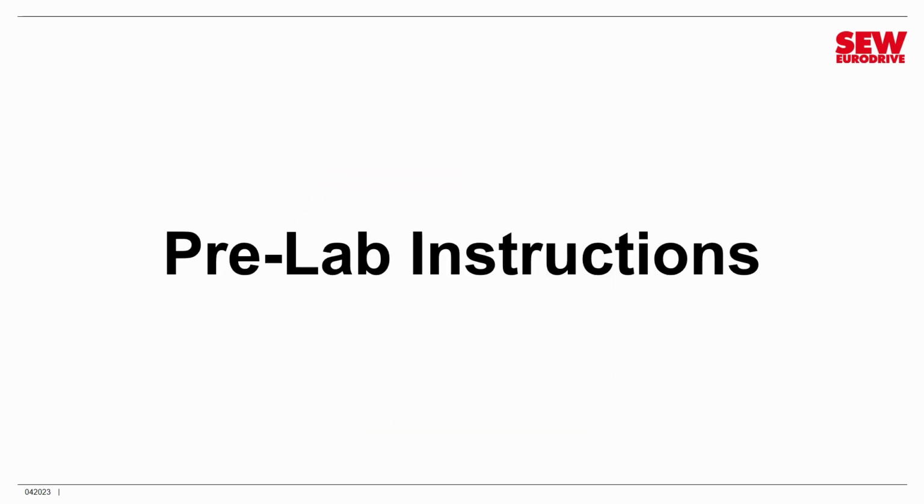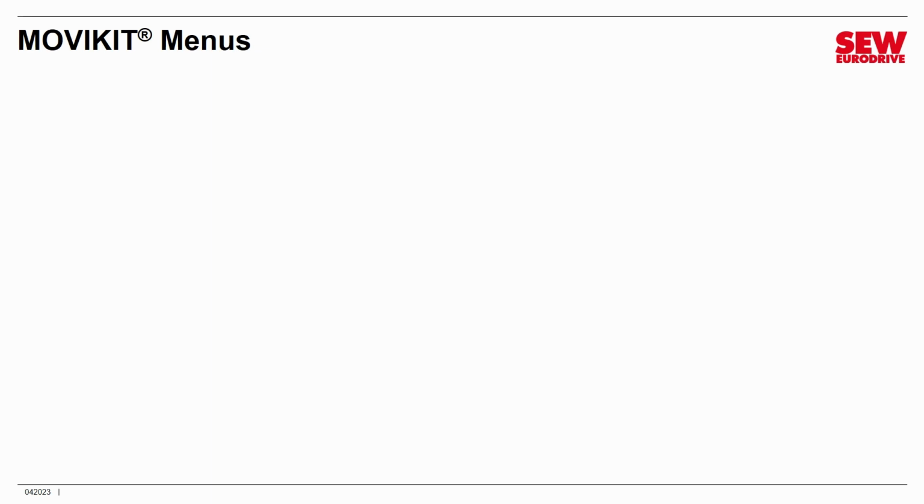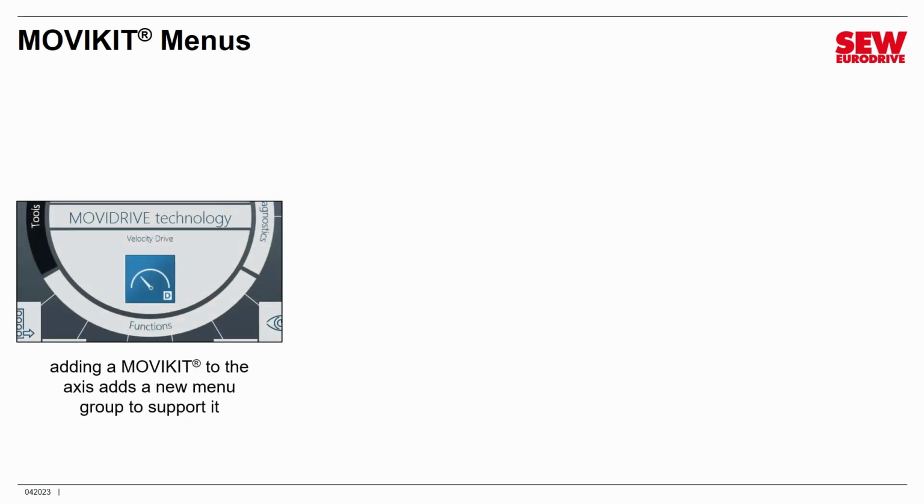Now, just some brief pre-lab instructions, not much here. Want to overview how we install a MOVIKIT and some of the changes that happen when you put one in. Adding a MOVIKIT to the Axis adds a new menu group to support it. So with drive level MOVIKITs, you add them to the bottom of the Axis circle by clicking it and picking the MOVIKIT from a list.